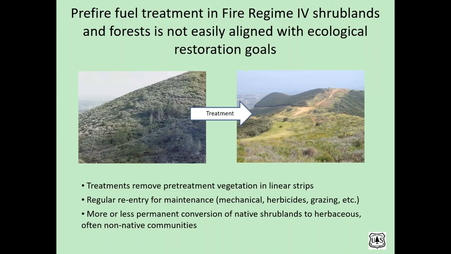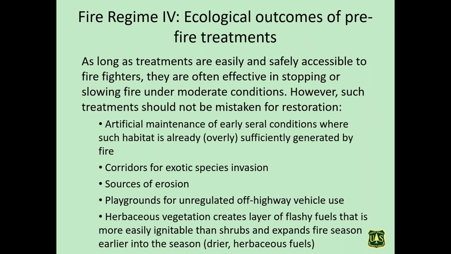It is not easy to align fuel treatment goals in this vegetation type with restoration goals. In fact, you really can't do it because the treatments require sort of linear strips. You have to enter them regularly with herbicides and mechanical treatment or grazing. And you're basically permanently converting native shrublands to herbaceous or non-native communities. So in terms of the ecological outcomes of pre-fire treatments, the treatments themselves are really important. I'm going to talk about that again in a second, and sort of the conditions under which they can be really useful and important. But treatments have to be easily and safely accessible, and they can, as I said, stop fires in a lot of conditions, but you should not mistake them for restoration.